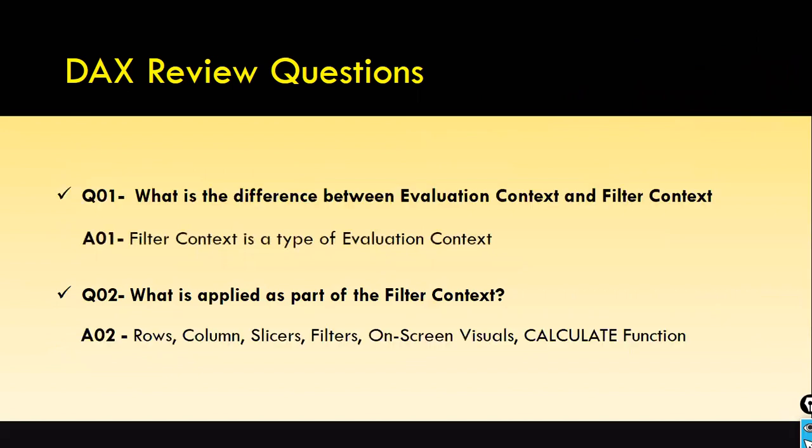And the next one is, what is the difference between evaluation context and filter context? The filter context is one type of your evaluation context. That's all. This is a PL-300 certification question. Just a tricky question. In the evaluation context, there are two contexts: one is the filter context, the other is the row context. The difference, if they ask between these two, is that the filter context is part of your evaluation context. What is applied as part of the filter context? Rows, columns, slicers, filters, on-screen visuals, plus the CALCULATE function.